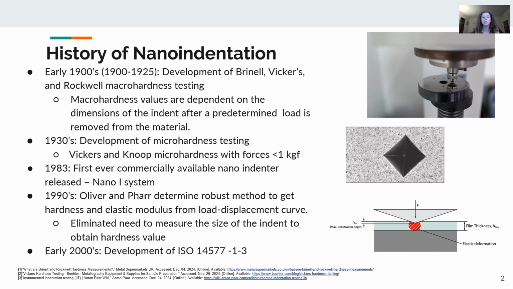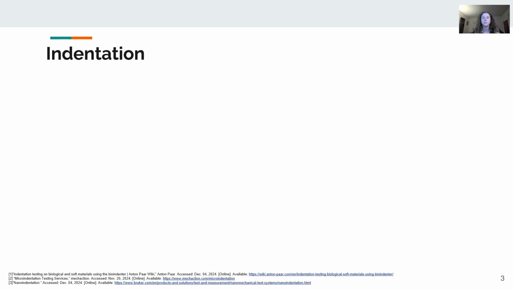And then in 1992, a paper was released by Oliver and Pharr, which a majority of the theory behind nanoindentation is based off of today. It provides a mathematical formula for calculating the modulus and the hardness of a material based off of the load displacement curve that a nanoindenter produces off of a material. Finally, in the early 2000s, ISO 14577 was developed as the standard for instrumented indentation of metallic materials.